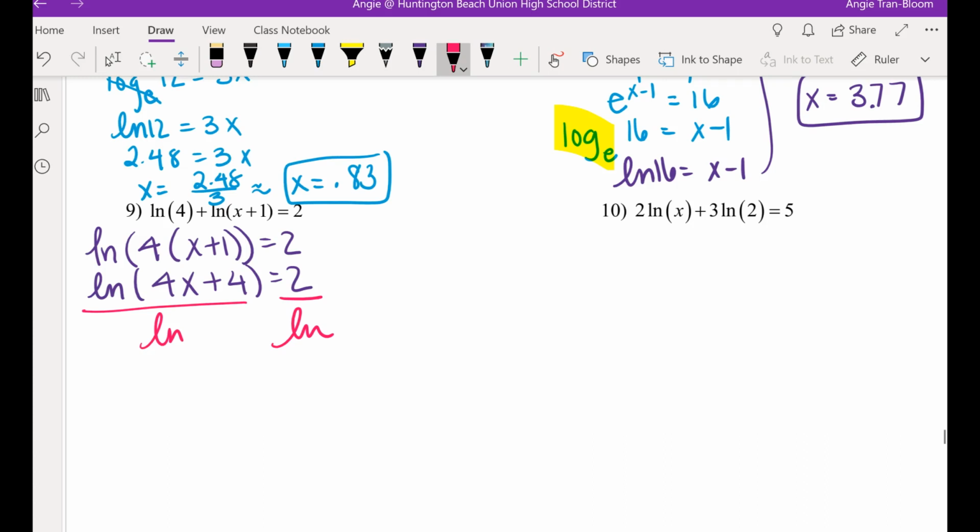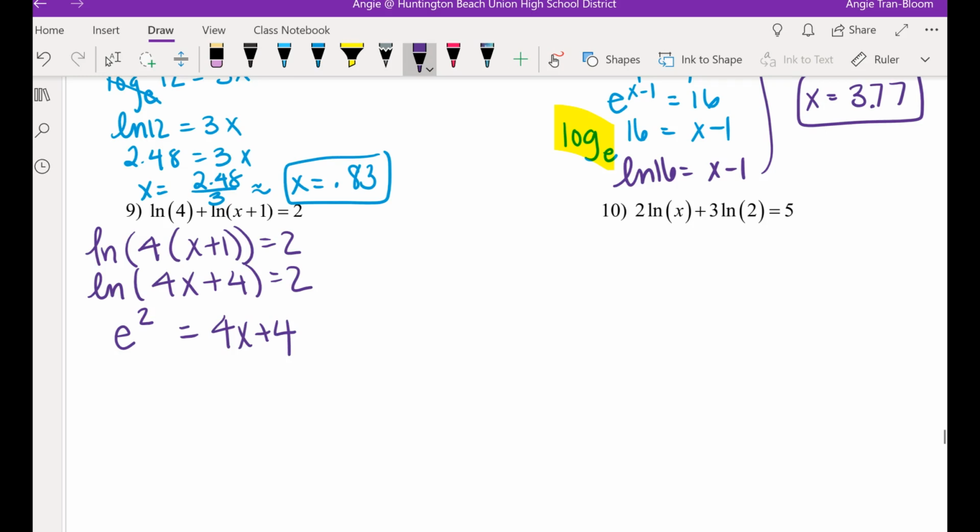So, can I divide both sides by ln? No. So now what? I can't solve in log form. I wish I had an equivalency form. Exponential. What is the base? E. You're right. E to the what? E to the 2 is perfect. Equals 4x plus 4.